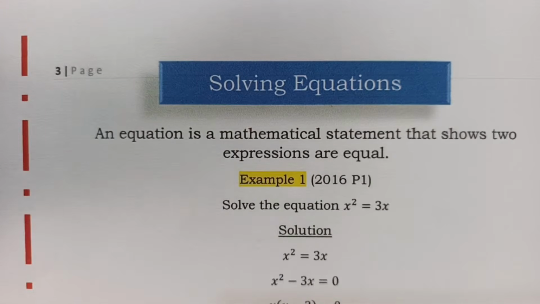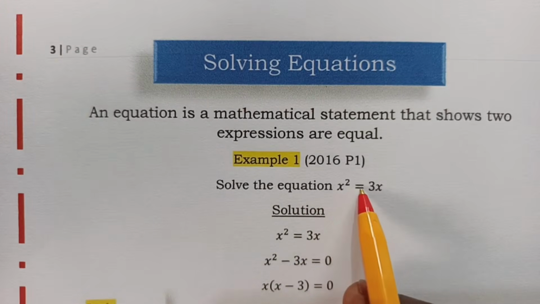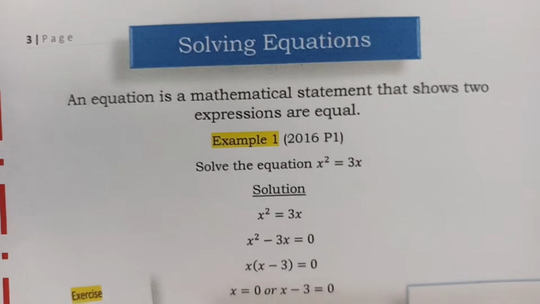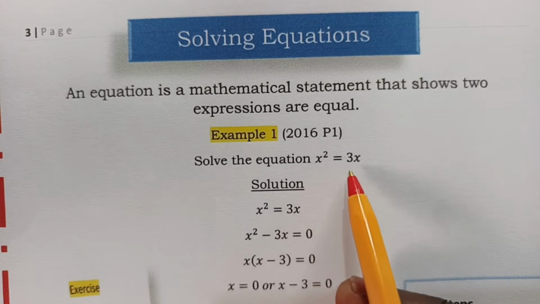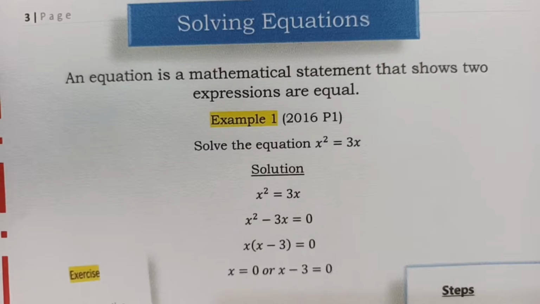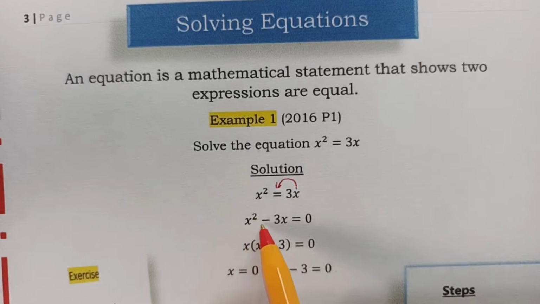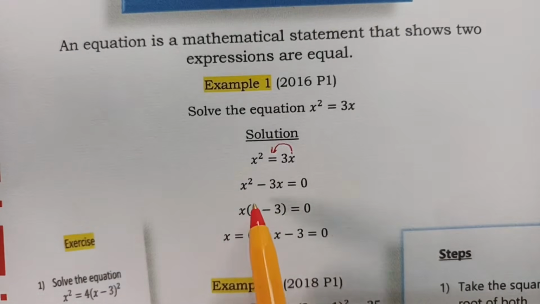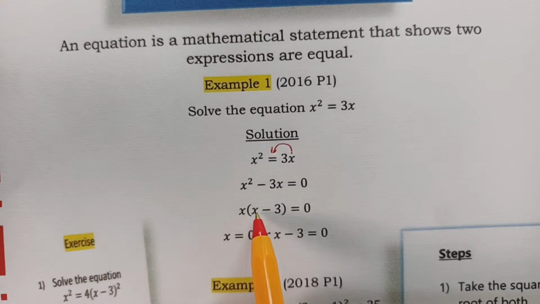So you can see right over here. The first question here, they're saying solve the equation x squared equals 3x. Please, here, don't make a mistake of dividing. I have seen some people divide both sides by x. Don't do that. The best thing you can do here is to make this 3x come this side. So it will be x squared minus 3x is equal to 0. You remain with a 0 this side. And when you do that, you now factorize. Check what is common here. It's x. So x, open bracket, x into x squared, it's x, and then x into negative 3x, it's negative 3, close.